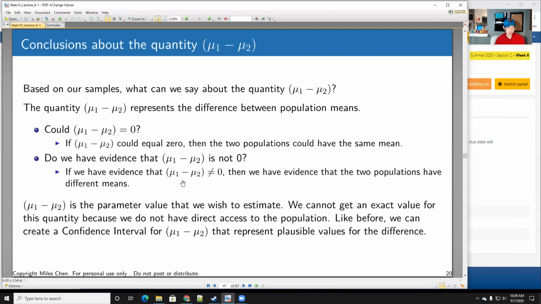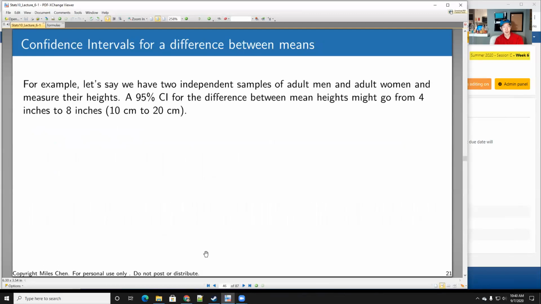So effectively, this quantity is the parameter that we want to estimate, okay? It looks like mu1 minus mu2, but we can also just think of this as the quantity that represents the difference, okay? And we're not going to be able to get an exact value for this because we don't have direct access to the population. But like before, we can create a confidence interval for this quantity, mu1 minus mu2. We can also perform a hypothesis test for it.